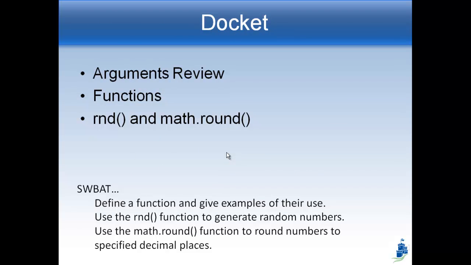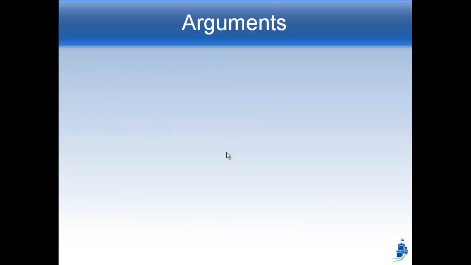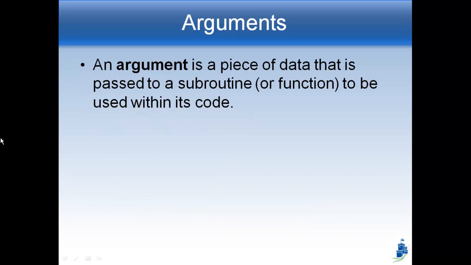All right, so for starters, since functions usually have arguments, we're going to do a little bit of review for arguments, and then we'll learn about what a function is, and we'll do a couple of examples with Rnd and Round. All right, so what are arguments again? We learned about this yesterday. An argument is just a piece of data that is passed to a subroutine, and we're going to learn also to functions, to be used within its code. So it's a little piece of info that we're passing to a subroutine to help it out.